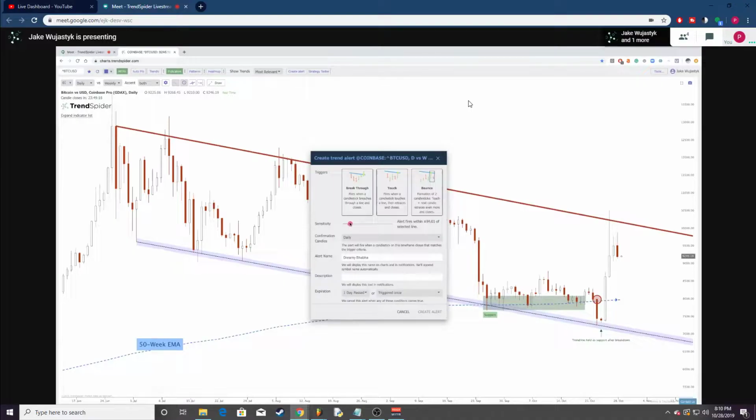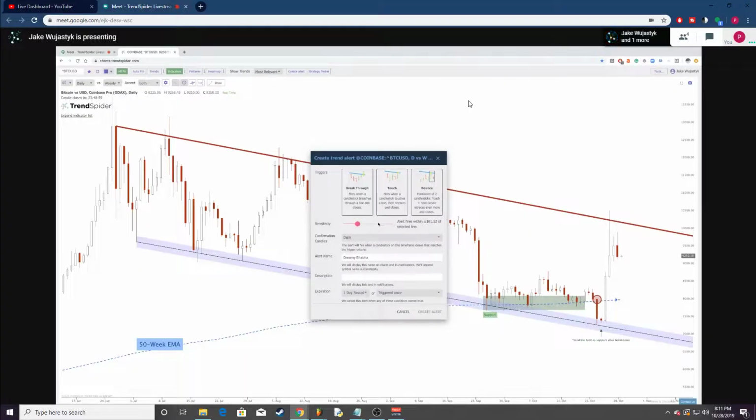So like this particular area, if the price action didn't get exactly down to the support, we would have been able to capture it with this sensitivity feature, which captures a margin of error around the line rather than just saying, hey, alert me at this exact price.